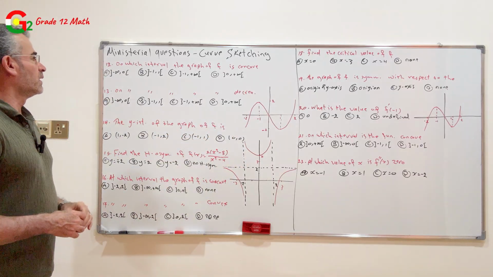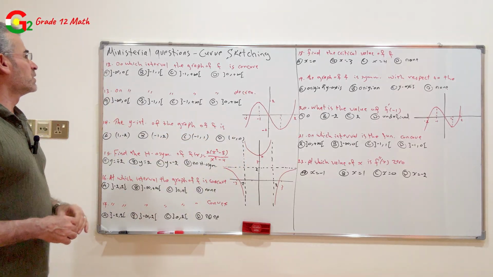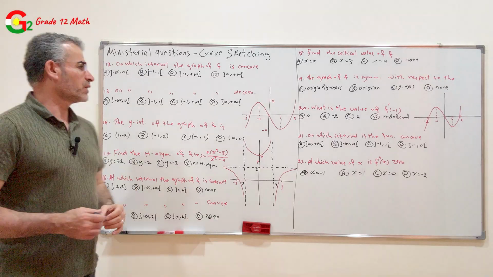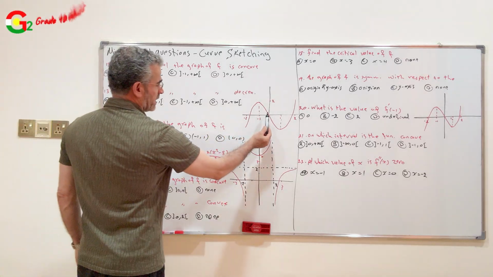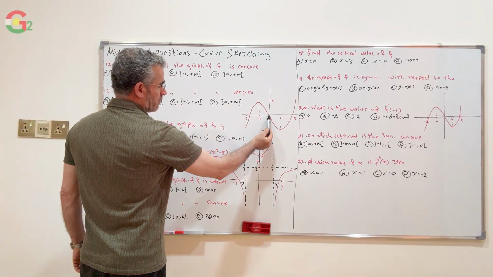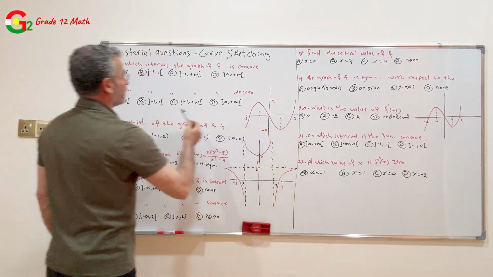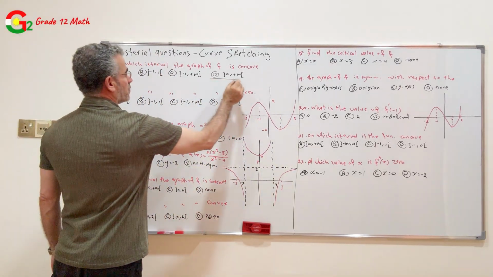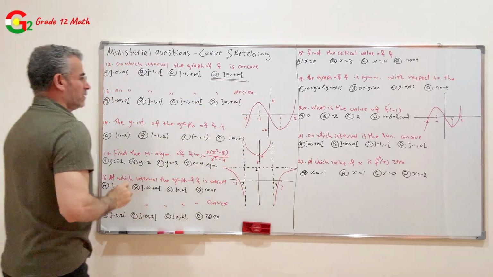Question number 12 to 14, use the graph on the right to answer them. Number 12, on which interval is the graph of f concave? The graph of f, as you see, is concave from 0 to positive infinity. The right choice is D.